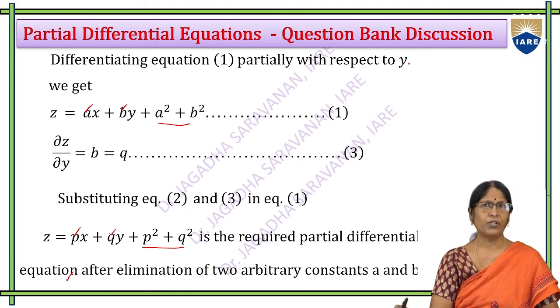So in this particular problem, we recalled our notations p and q. p is nothing but ∂z/∂x, q is nothing but ∂z/∂y, satisfying our Bloom's first level. Second level, that partial differentiation, is also recollecting only how to do the partial differentiation.